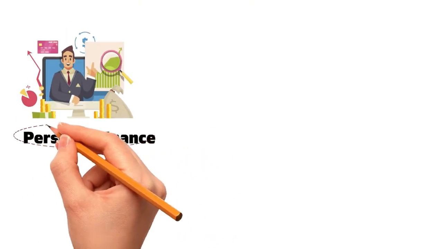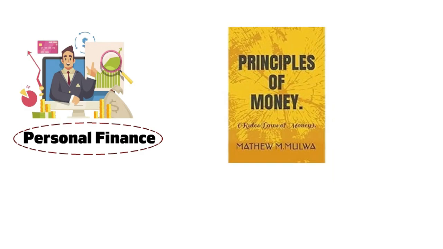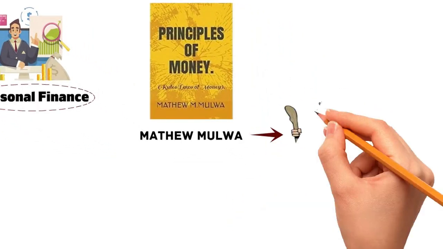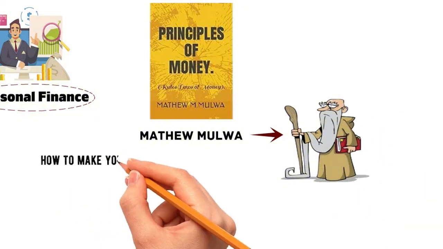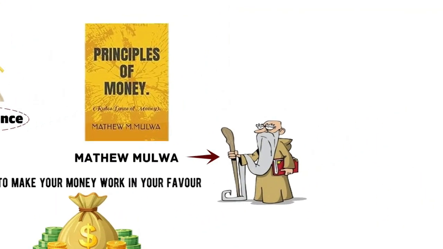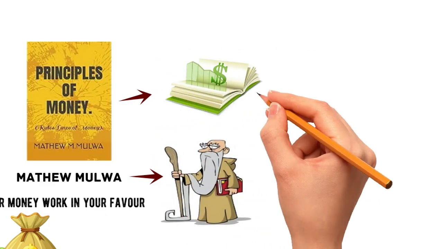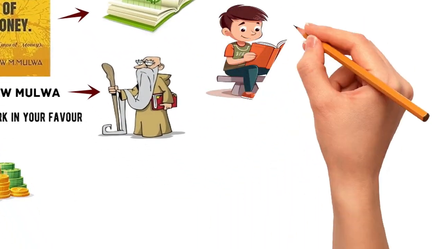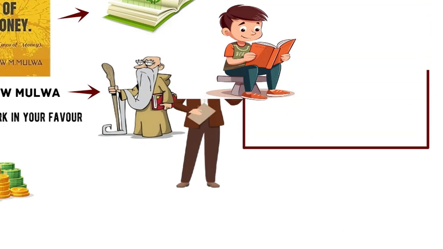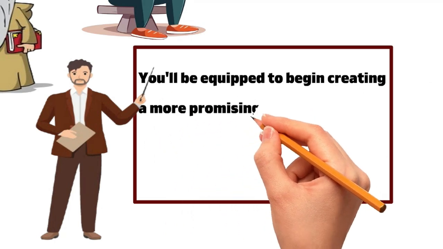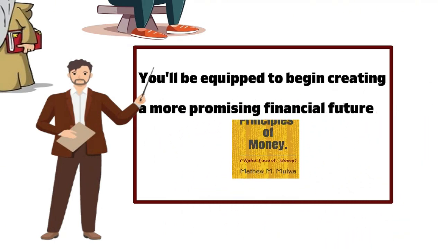Have you ever wanted a personal finance expert? The next best book summary is Principles of Money by Matthew Mulwa. He is comparable to that sage friend who has seen it all and understands how to make your money work in your favor. This book is essentially a money playbook, full of straightforward but effective guidelines. You don't have to read the entire thing in hours since I'm here to simplify it for you. You'll be equipped to begin creating a more promising financial future by the time you finish reading this summary.